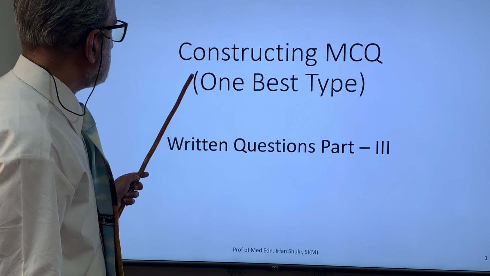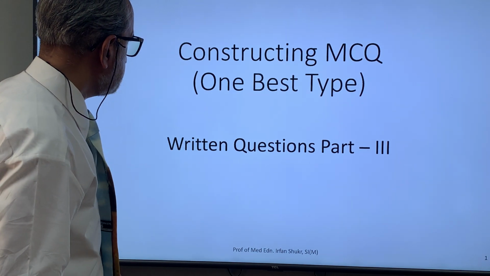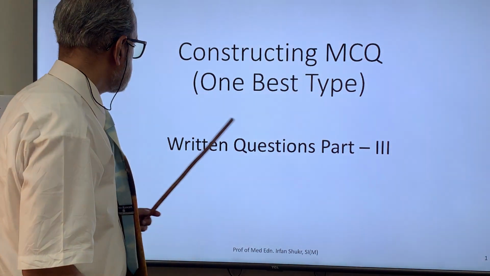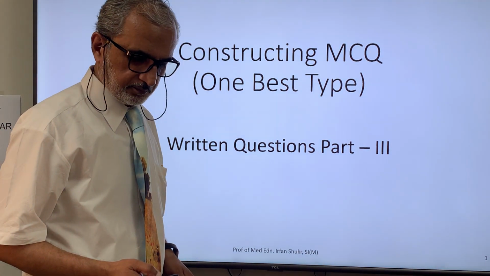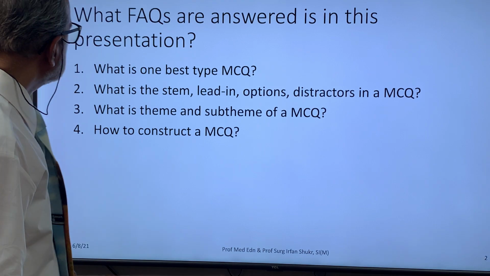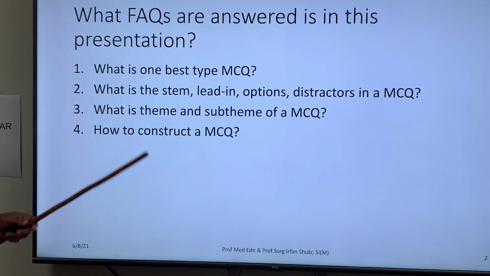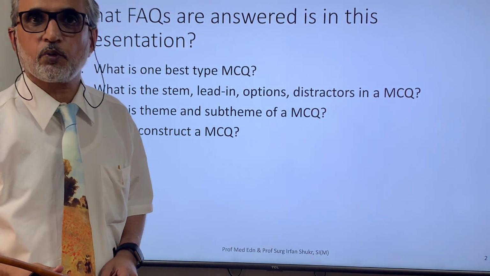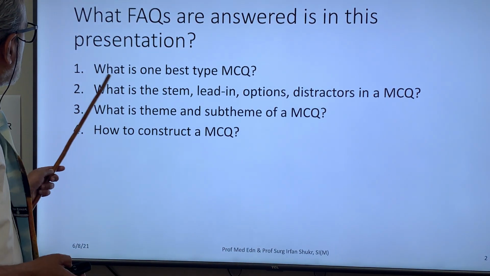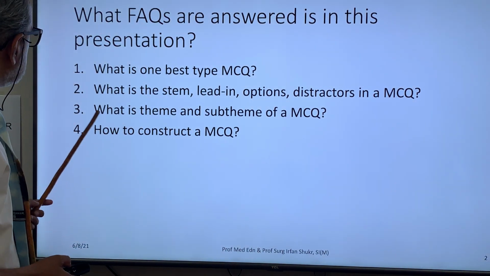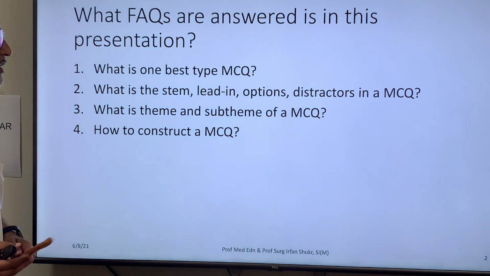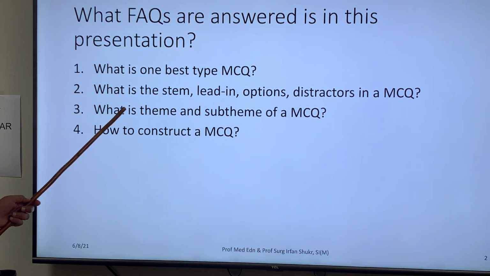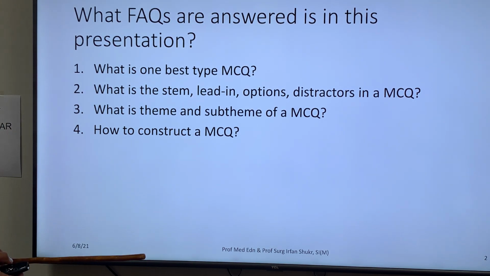Today we are going to talk about constructing MCQ, one best type. And this is part 3 of the written questions. I am going to give you answers to the following questions. What is a one best type question? What is the stem, lead-in, option, distractors in an MCQ? What is theme and sub-theme of an MCQ? And how to construct an MCQ?